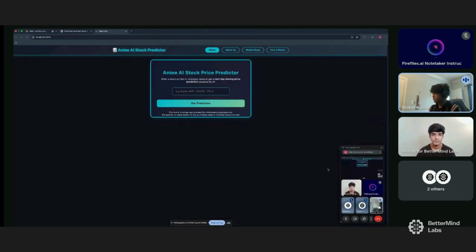Are you able to see? Yeah, I can. Okay, so this is essentially the UI and what the users are able to look at. Is there any stock in particular that you would like, or should I just do one of the ones that are up? We can go ahead with Tesla. Okay.